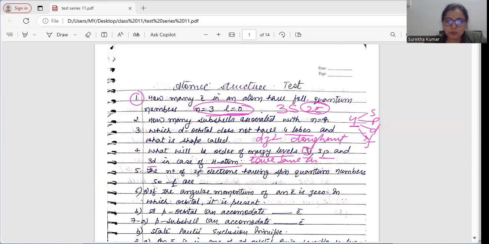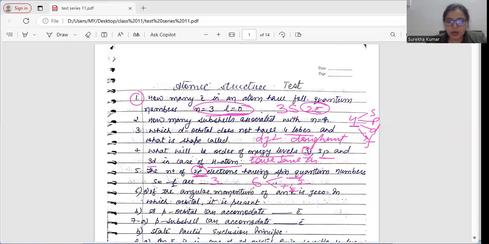The number of 2p electrons having spin quantum number s equal to minus half is? First of all, concentrate on this word, 2p electrons. Total electrons in p subshell are 6 in number. Out of these 6 electrons, half will be having minus half. Half of these are having plus half spin quantum number. But it is asking about s minus half. The answer is 3. Out of 6 2p electrons, 3 will be having minus half spin quantum number.